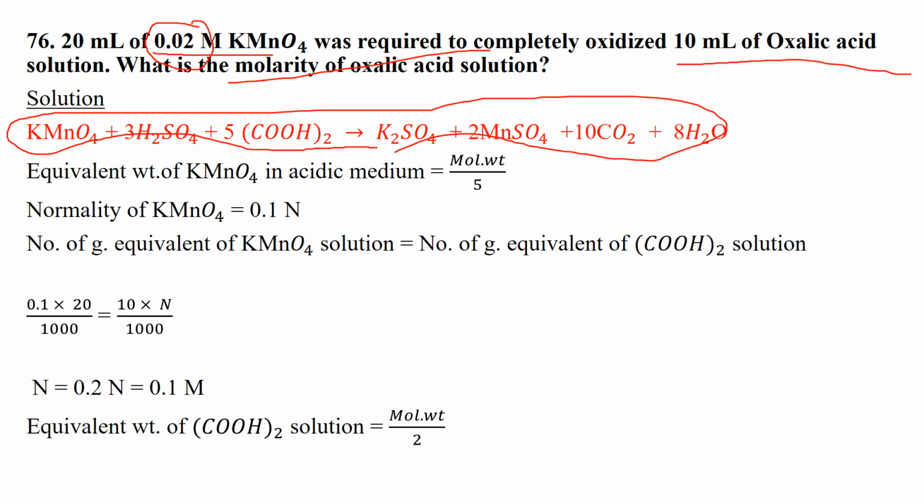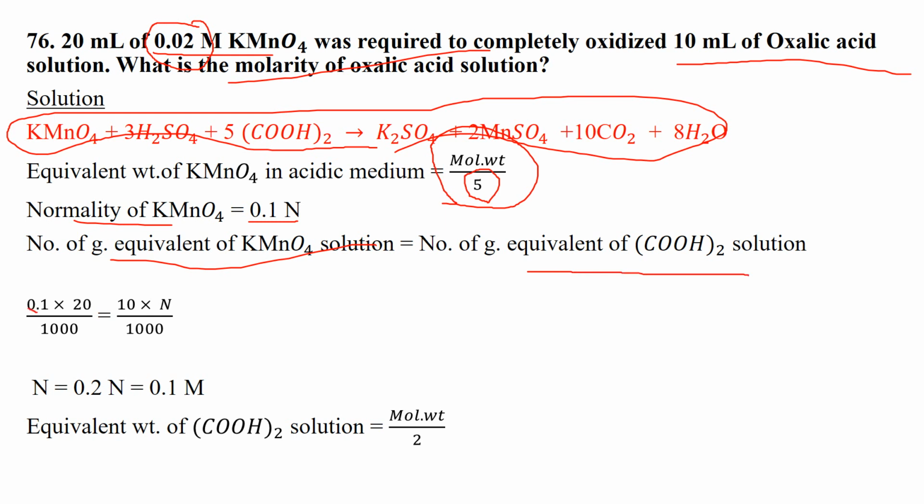Equivalent weight of KMnO4 in acidic medium is equal to molecular weight by 5. This 5 is the n factor. Then 0.02 into 5 means 0.1. 0.1 normal is the normality of the KMnO4. The number of gram equivalents of KMnO4 solution is equal to the number of gram equivalents of oxalic acid solution.